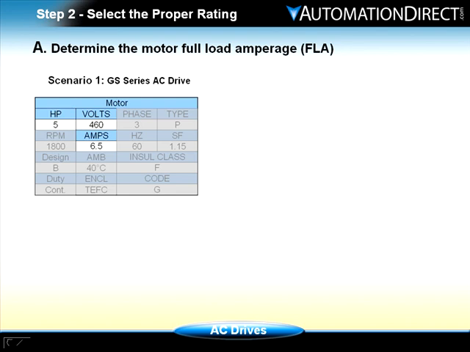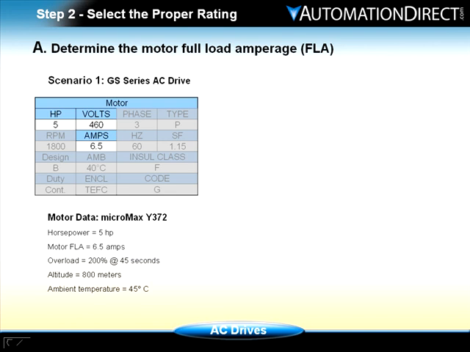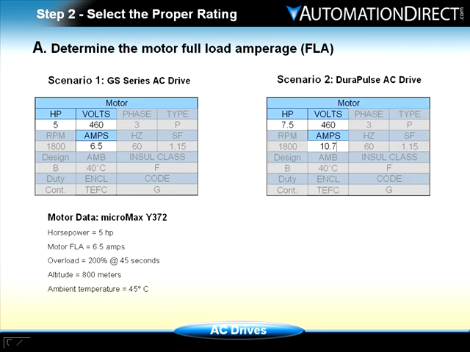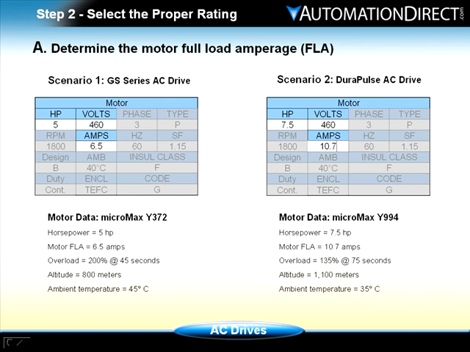For Scenario 1, we'll be using a 5 horsepower motor rated at 6.5 full load amps with the following application and environmental factors. For Scenario 2, we'll be using a 7.5 horsepower motor rated at 10.7 full load amps and the following factors.